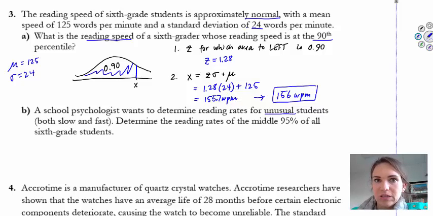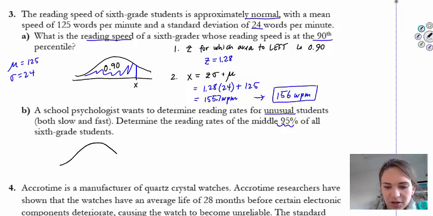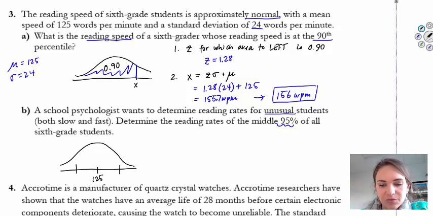So of course we would be interested in these unusual students who read quickly or more slowly than the middle 95%, we're going to say. So think about the picture. Here's a curve, normal curve. There's some middle 95%. The mean for this curve is 125. That's reading words per minute. A specific application, but there must be some cutoff, some x1 and x2 value that separate the middle 95%.